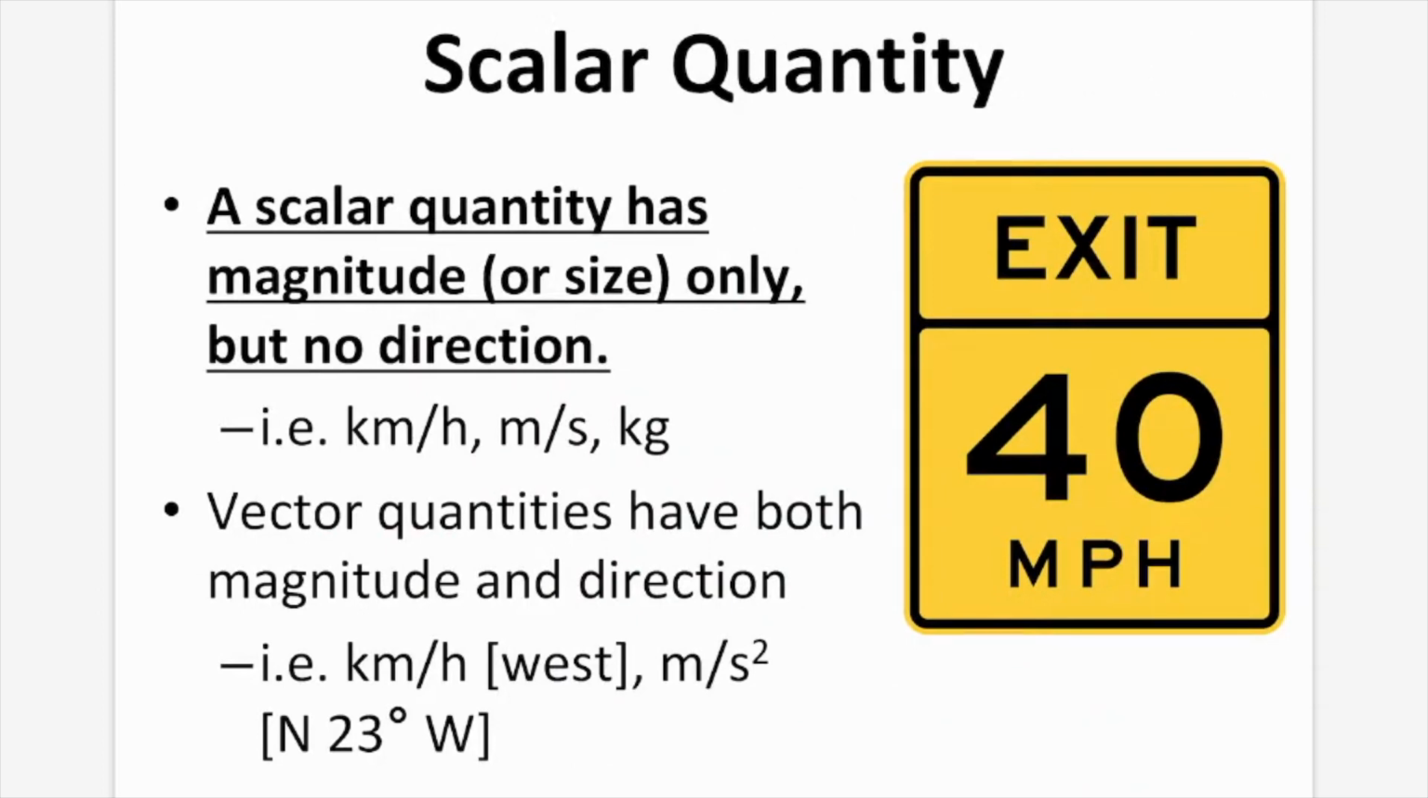Scalar quantity. A scalar quantity has magnitude or size only, but no direction. So for instance, kilometers per hour, meters per second, kilogram, these are all scalar quantities because there's no direction. Vector quantities, on the other hand, have both magnitude and direction. So for instance, kilometers per hour west, or meters per second squared north 23 degrees west. So if it only has a magnitude, it's scalar, but if it has magnitude and direction, it's going to be a vector.